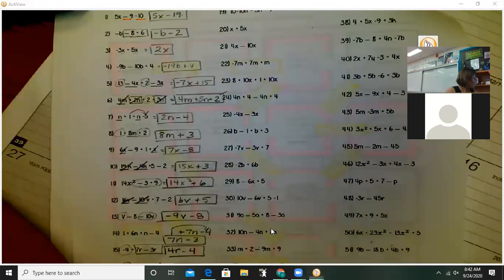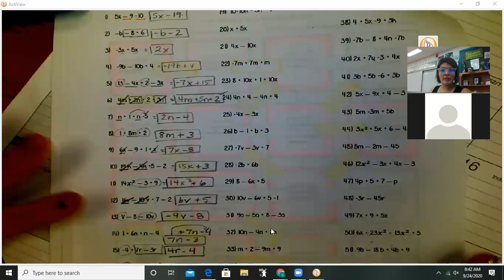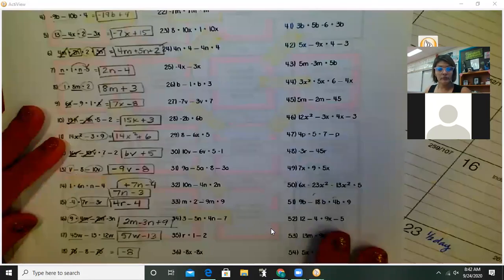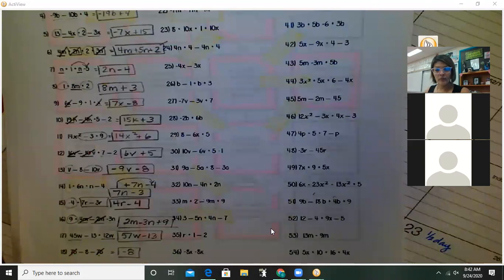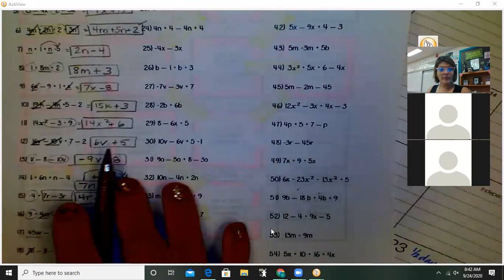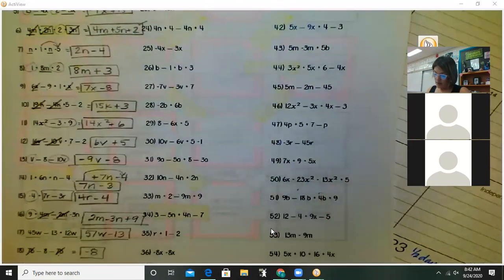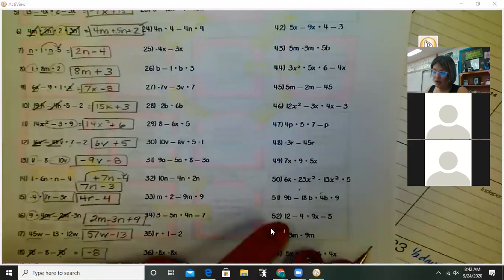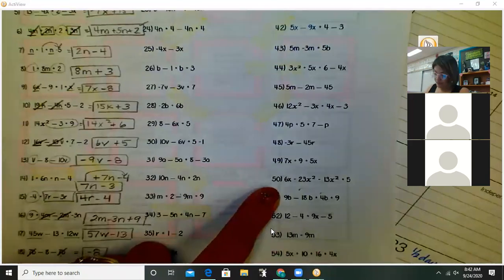Did you guys have any questions on this one? Any questions on this page? What week are we on? Anybody? No questions? What week are we on? So this is what you guys were supposed to work on. So I'll give the answer to number 50.